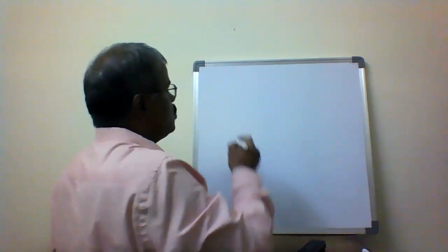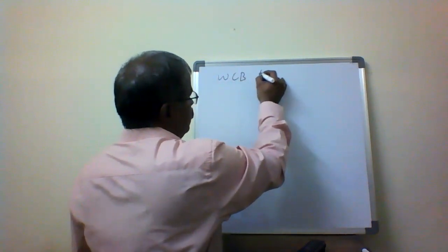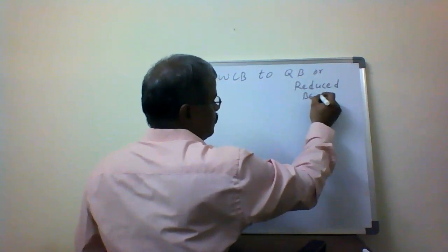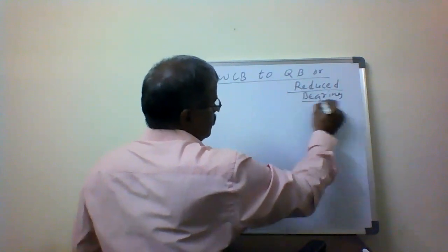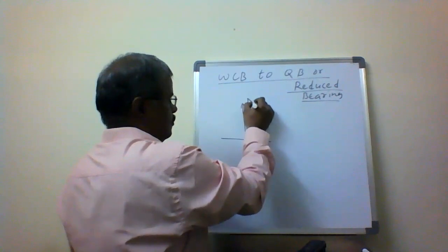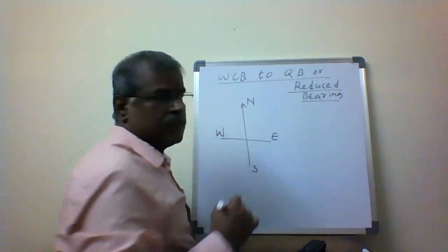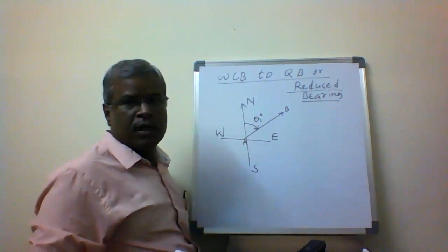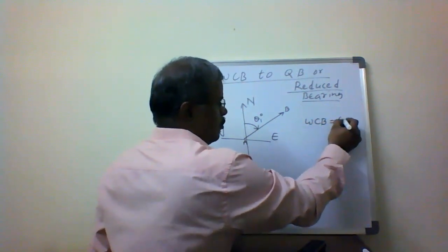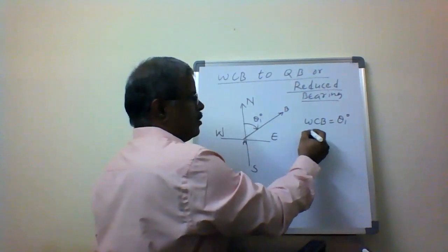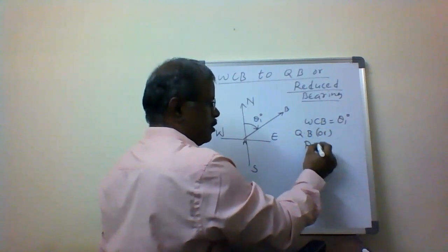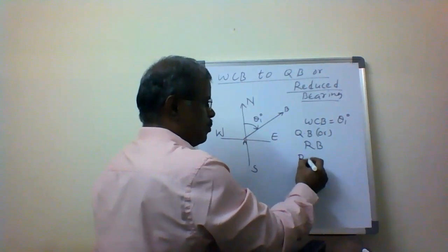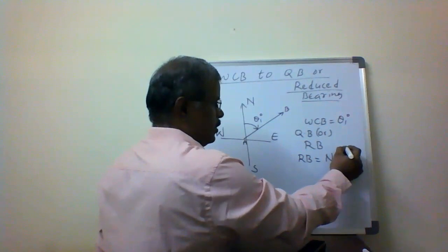So now if I am going to be changing from whole circle bearing to the quadrantal bearing system, or reduced bearing. So now the line is A to B, theta 1 degrees. Whole circle bearing equals theta 1 degrees. Then the reduced bearing, or quadrantal bearing, is going to be north theta 1 degrees east.